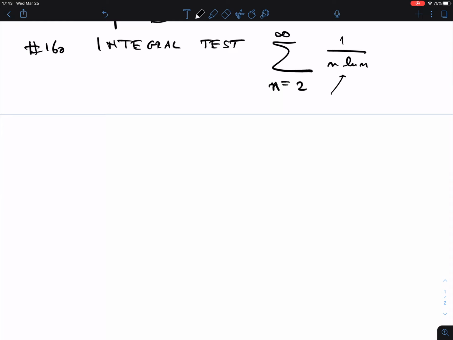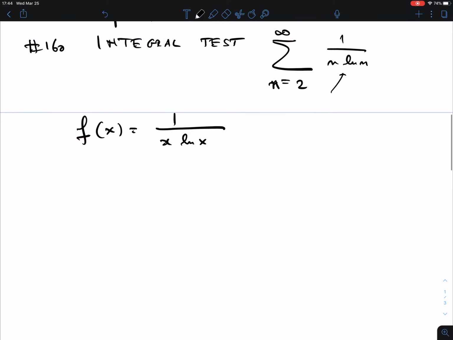Okay, so we have a function f of x that mimics this thing, that is 1 over x ln x. This is a continuous function. It is positive and it is decreasing. I'm not writing it down because, as I said, you can assume that all these things hold.